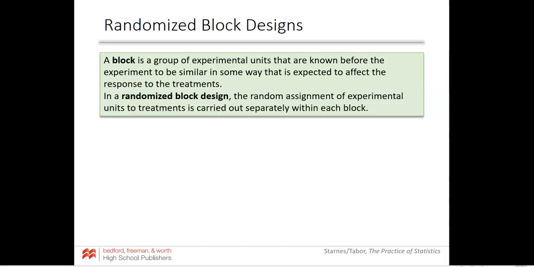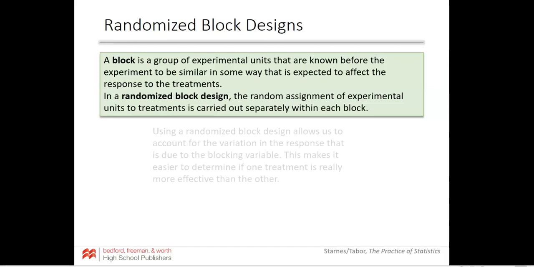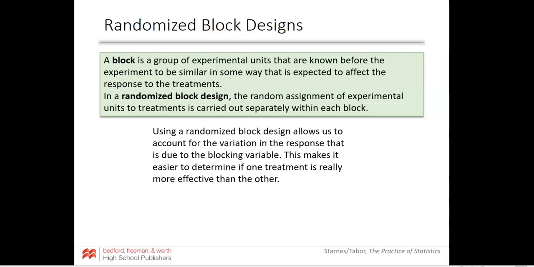And then you carry out the experiment separately in each block of similar folks. This accounts for the variation due to the blocking variable. So lots of times we'll block by gender, right? It's similar to the idea of stratified, but this is in the context of experimental design.